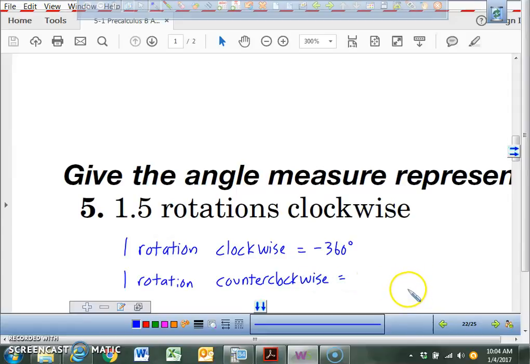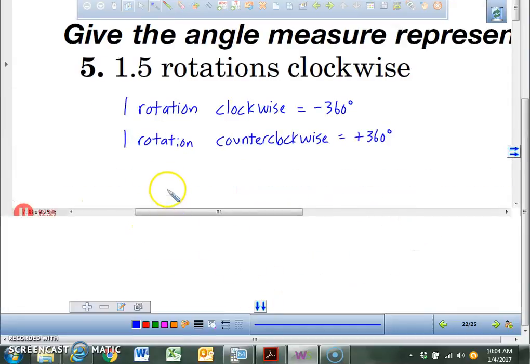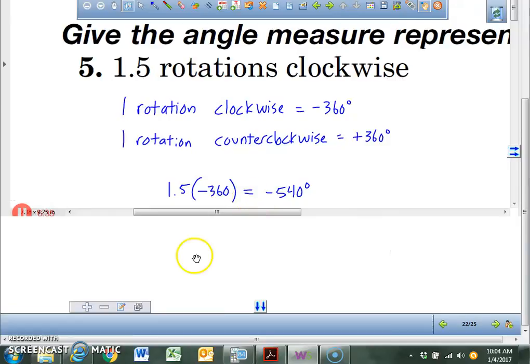Alright, one rotation counterclockwise is going to be positive 360. Okay? Why does this make this really easy? Because if I say I want you to go 1.5 rotations clockwise, all you have to do is take 1.5 and multiply it by negative 360, and that tells you how many degrees. Negative 540.